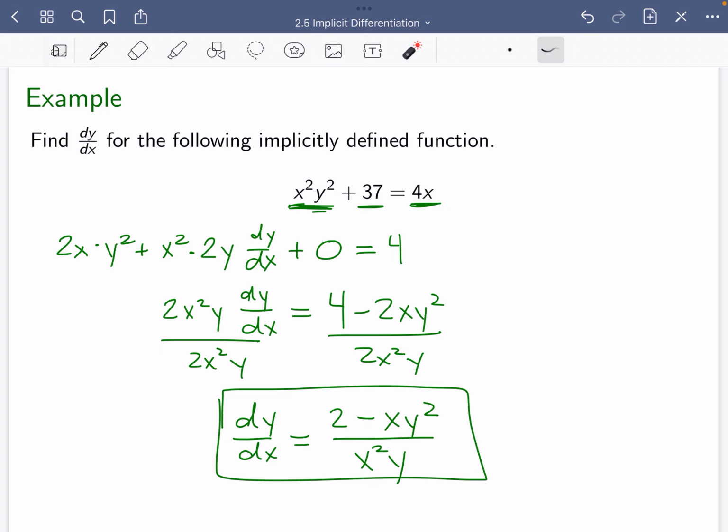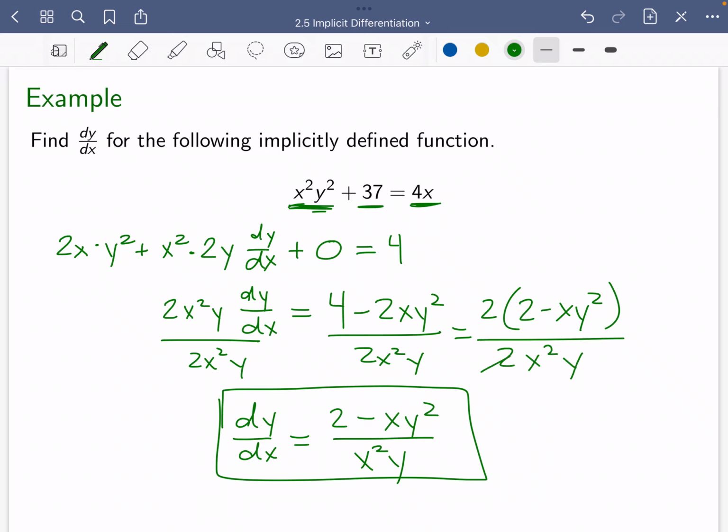There I factored out a 2 from the top. I'll show you this in one quick step. On the top we can factor out that 2. And then those 2's cancel there, and we're left with our answer. That's how we find a derivative implicitly.